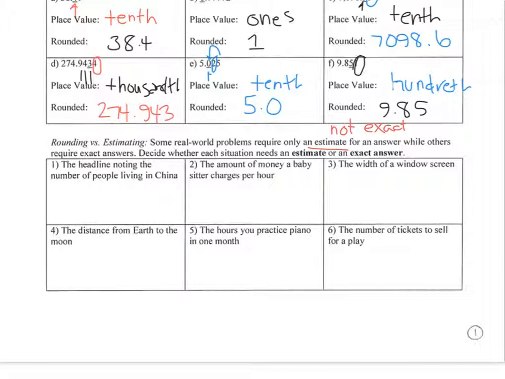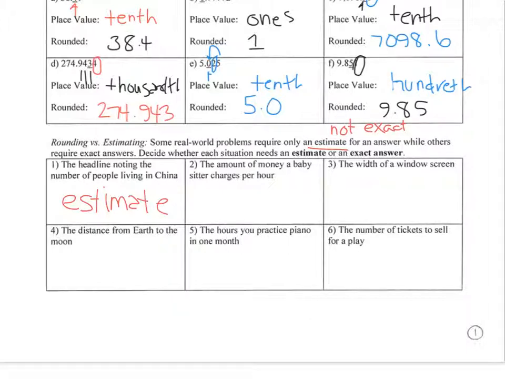So we're going to decide whether we need an estimate or an exact answer. The headline noting the number of people living in China: the number changes every second because new babies are born. So this is an estimate. We don't know the exact number of people living in China.